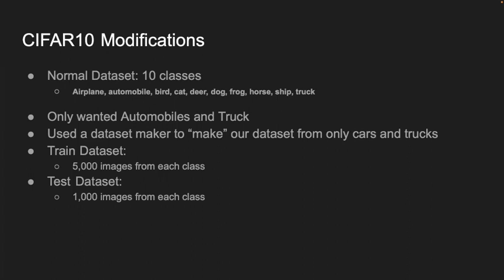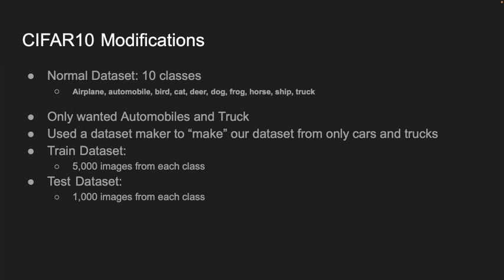So initially, the CIFAR10 modifications that we needed to do were the following. The normal data set for CIFAR10 includes 10 classes ranging from airplanes all the way to trucks. But for our classification, we only wanted automobiles and trucks. So we decided to create a data set maker that would isolate only the cars and trucks that we wanted and use that for our training and testing data set.